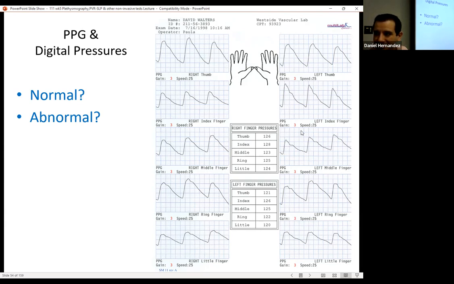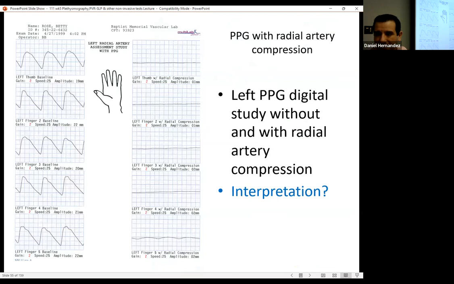So the left middle fingers were kind of abnormal. But the pressures, that's weird, because the right middle finger pressure is the lowest on that right hand. The pressure is 23. I guess it's not really that big a difference. Yeah, your whole left hand is gone.